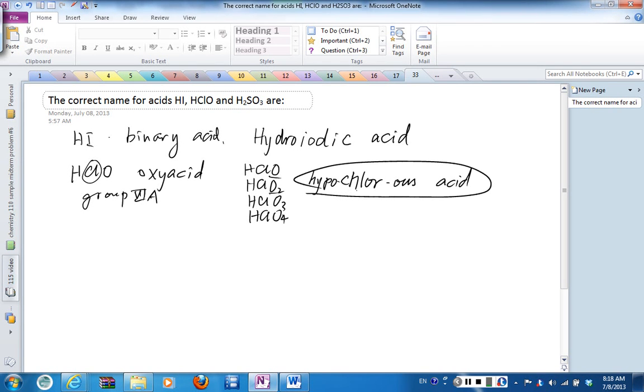And for HClO2, it would be chlorous acid without the prefix. And for the ones with higher oxygen number, the suffix us turns into ic. So both of these would be chloric acid, but for the highest number of O4, we would also put in a prefix of per. So chloric acid and perchloric acid for HClO3 and HClO4.